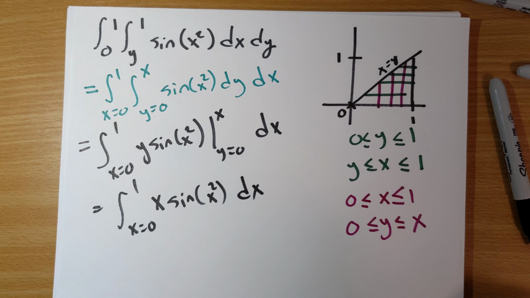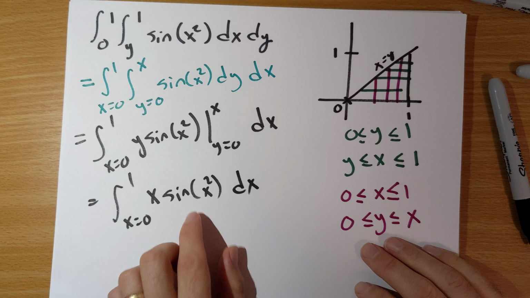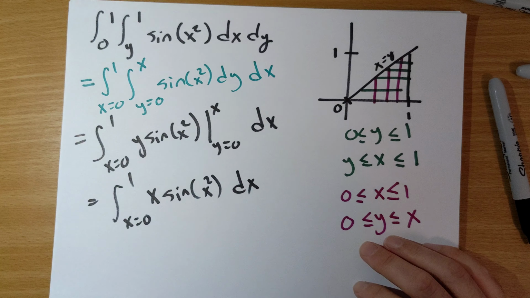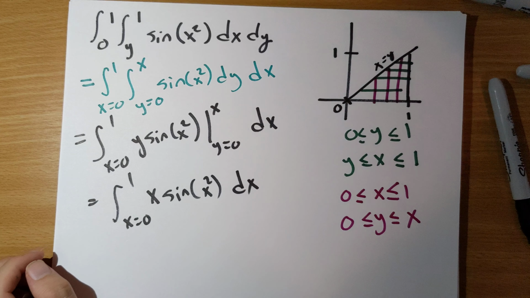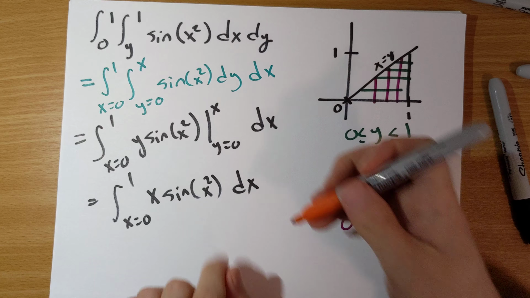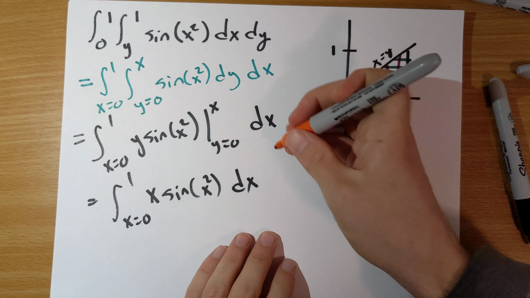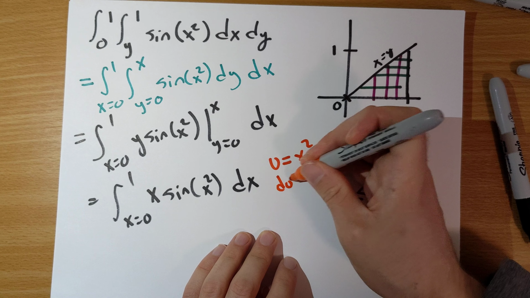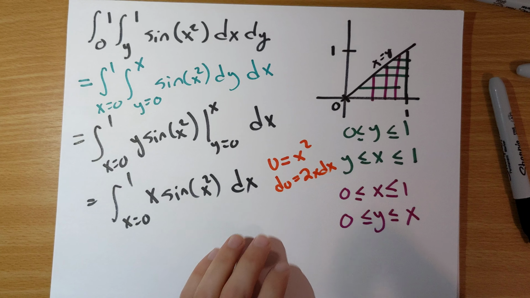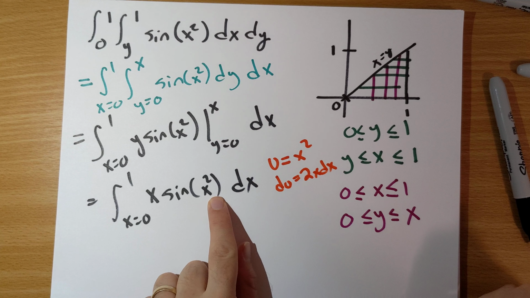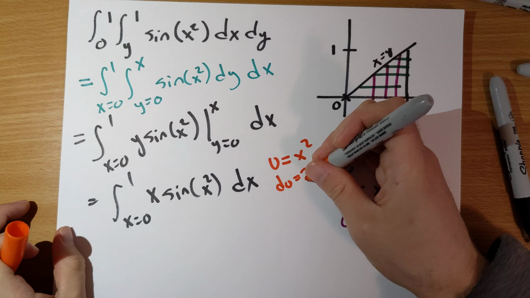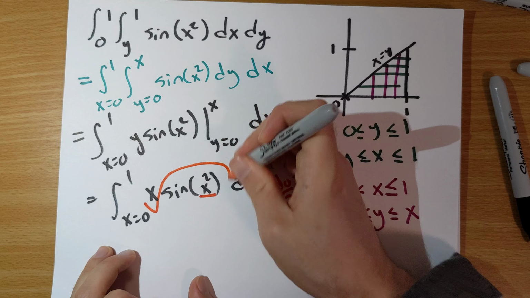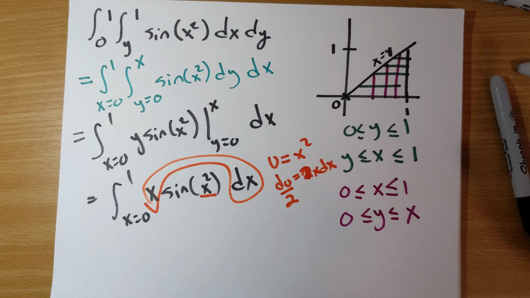And look at what happened here. Originally we tried to find the antiderivative of sine of x squared. We can't do that. That's too difficult for us. But now there's an extra factor of x out in front, and this is tailor-made for substitution. So we can substitute u is equal to x squared, du is equal to 2x dx, or du over 2 is x dx. So this is u, and there's du over 2.